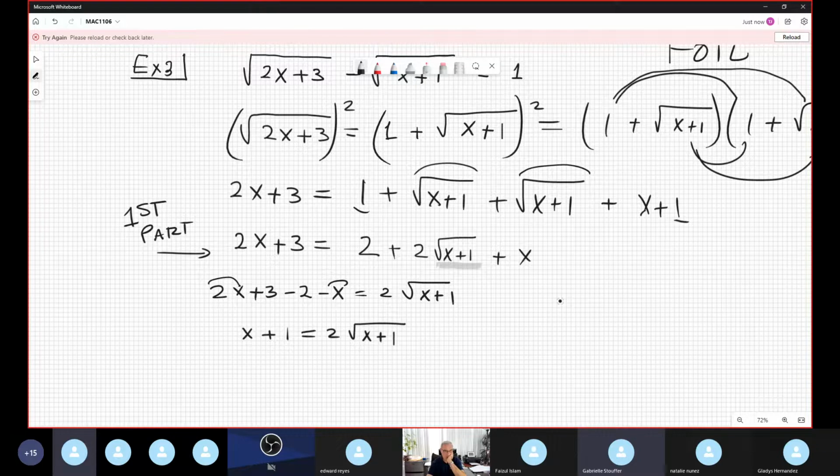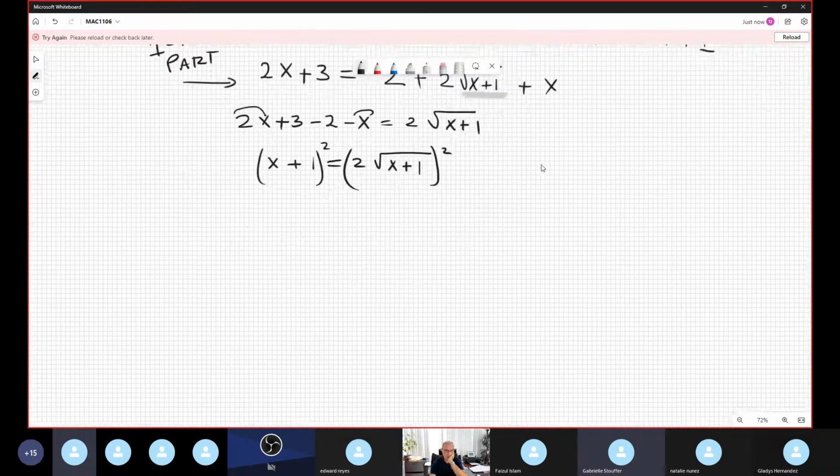Okay, what should I do now? Square. Square is the only possibility. But with the 2 multiplying, what happens with the 2? No problem. You square both sides. Now, okay, be careful, because this is a binomial. And the consideration of the binomial is x plus 1 times x plus 1. And you multiply like a FOIL. FOIL again.